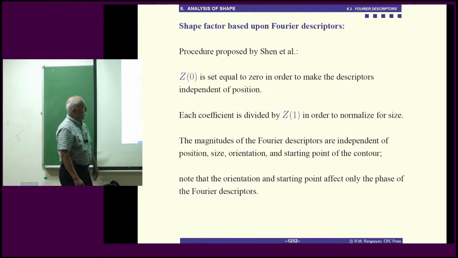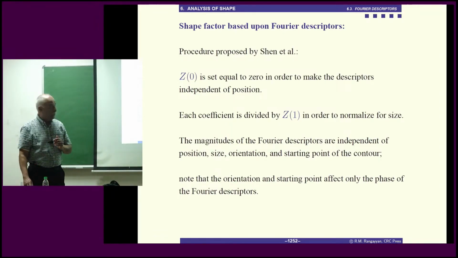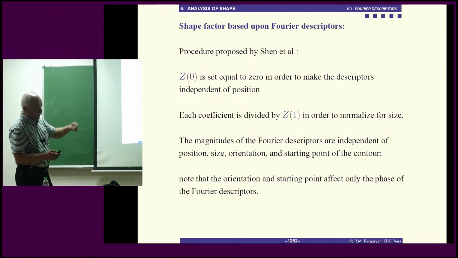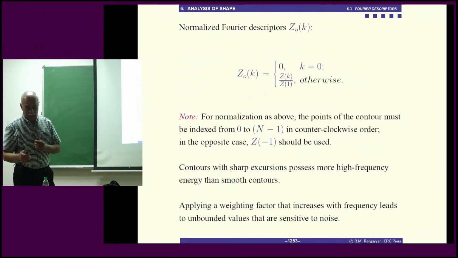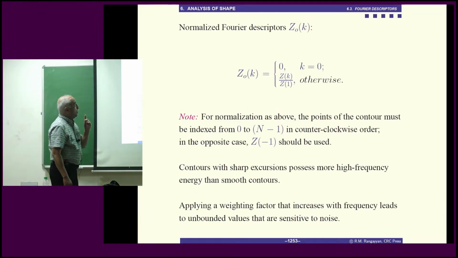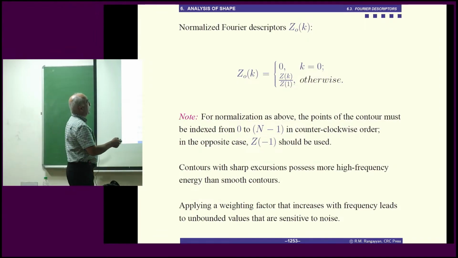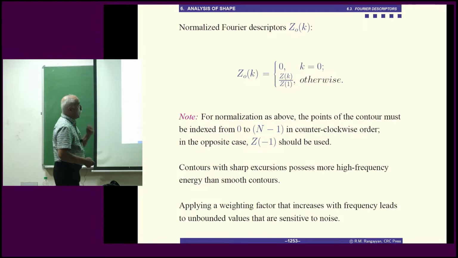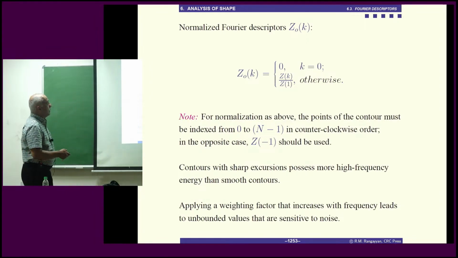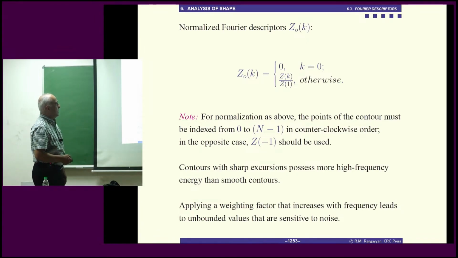The orientation and starting point affect only the phase of the Fourier descriptors. So by dividing by Z1, we achieve some more convenient properties. The normalized Fourier descriptors are Z0 K, 0 for K equal to 0, and Zk over Z1. For this, the points of the contour must be indexed 0 to n-1 in the counterclockwise order. In the opposite case, you should use Z-1.